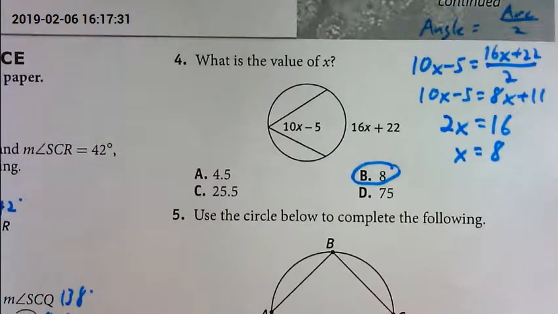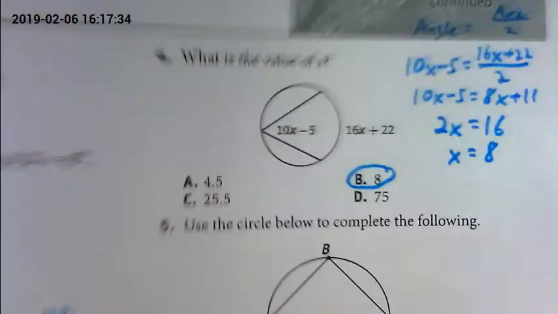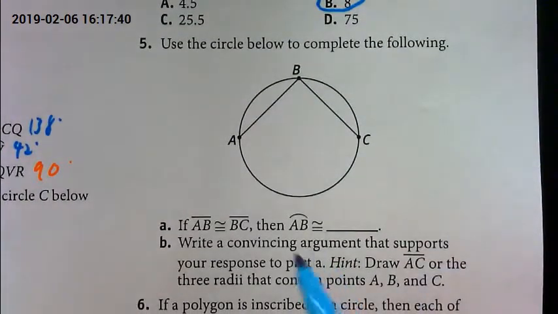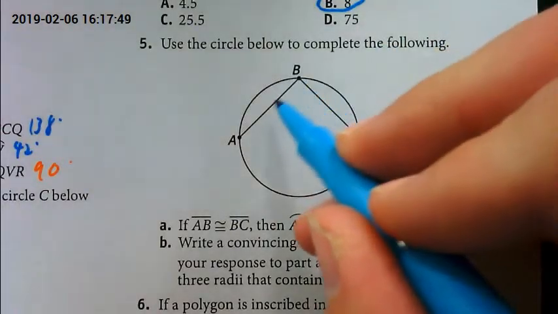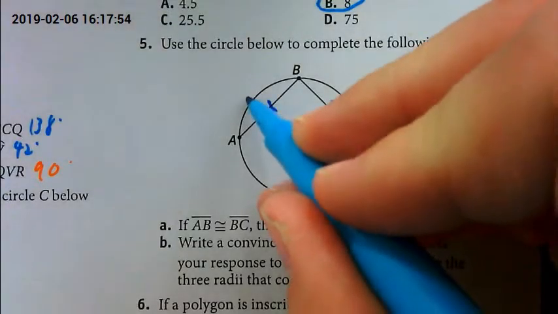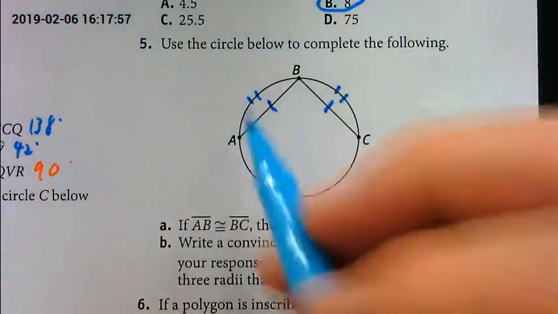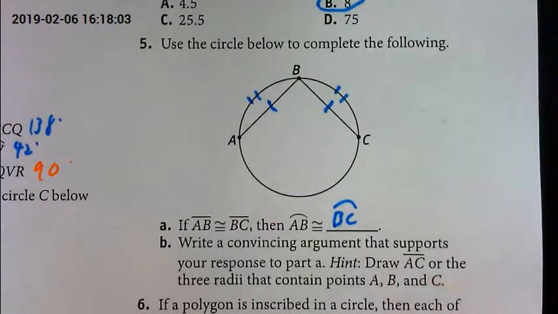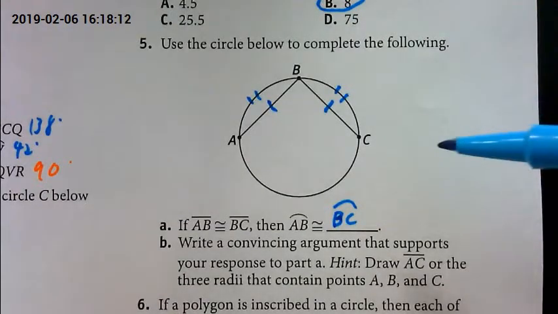All right. Number 5. Use the circle below to complete the following. Here it says, if these two arcs are congruent, then arc AB is congruent to. So if these two are congruent, what else is congruent? The two arcs that they intercept. So AB is congruent to BC. And that was that property that I remembered to go over with you guys today. So I forgot about that one earlier on. But again, it's a pretty easy concept, right?